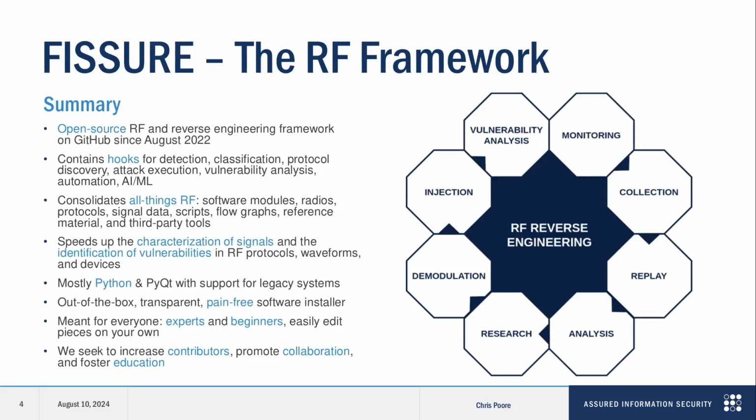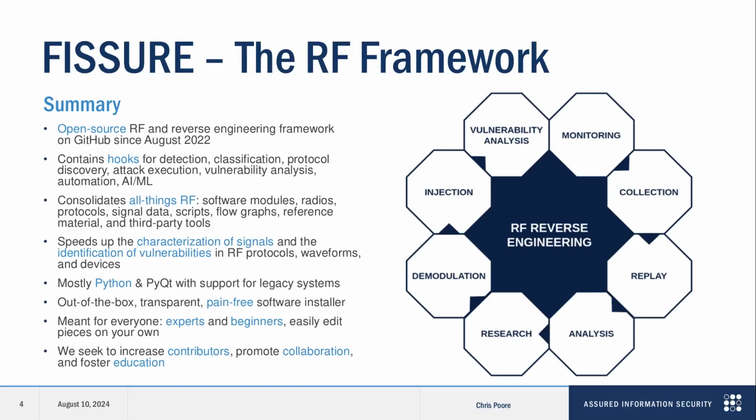But let's get into FISSURE. FISSURE is our open source RF reverse engineering framework. We showed it off at the demo labs a couple years ago. It contains hooks for a lot of different categories. It helps people walk through the RF reverse engineering process. So it starts with monitoring, collection, replay, analysis, research, demodulation, injection, vulnerability analysis. Each one of those categories can have lots of tools and algorithms to help you get through that step in the process. That's what I mean by hooks for a lot of different things.